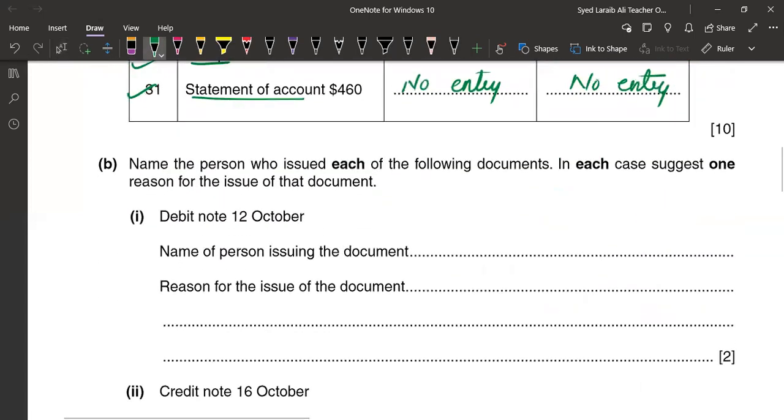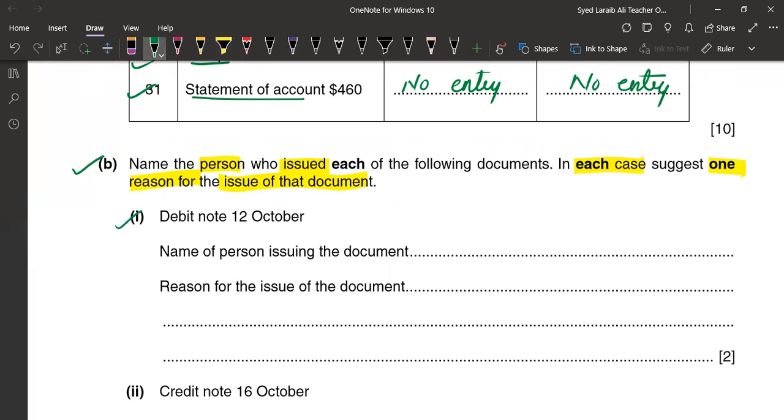When you move on to part B, question 2, part B, it says, name the person who issued each of the following documents. You have to write the name of the person who issued the documents given below. In each case, suggest one reason for the issue of the document. That means you are going to identify who has issued this document and what was the reason behind sending this. The first is debit note.